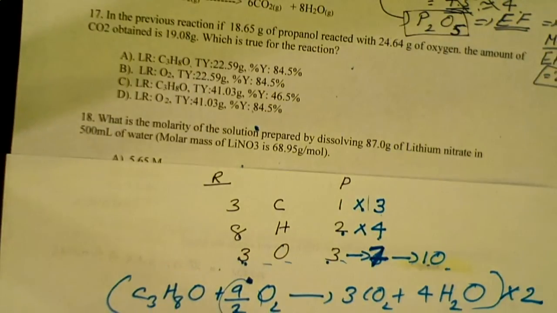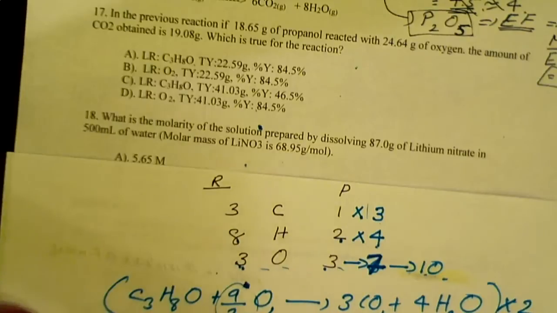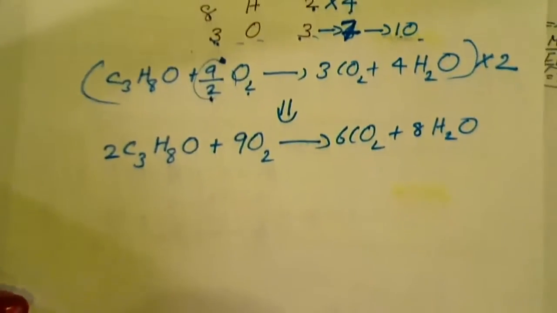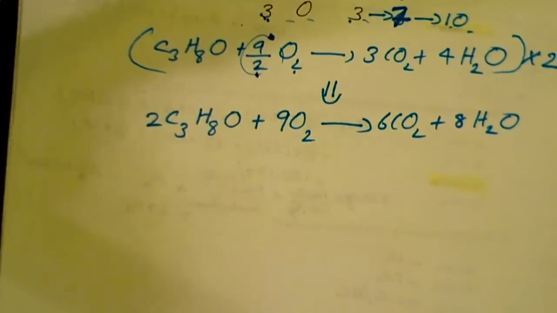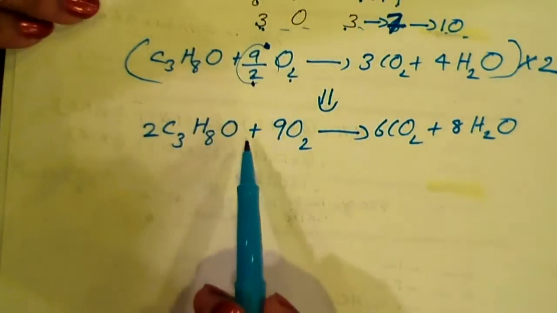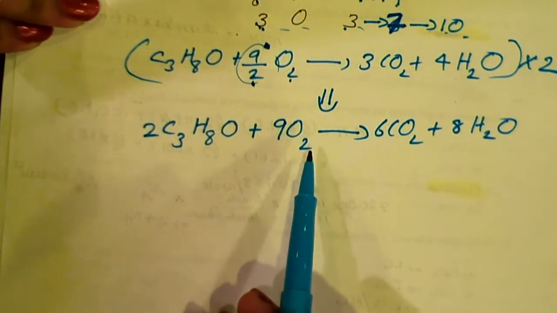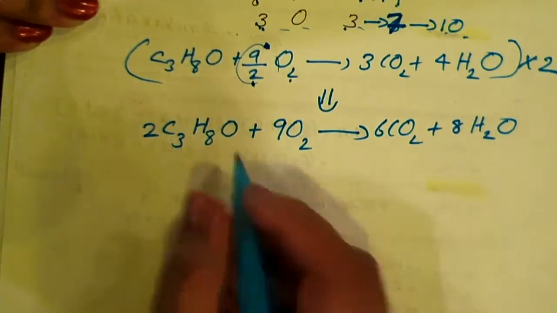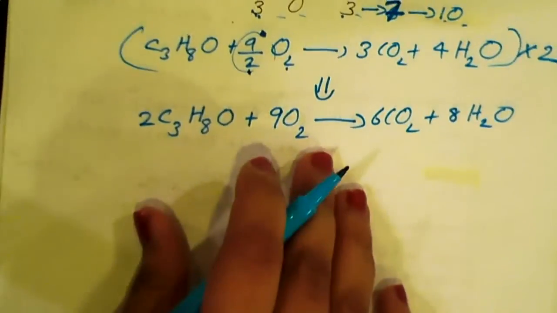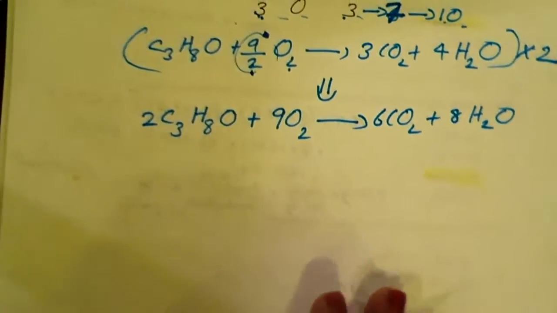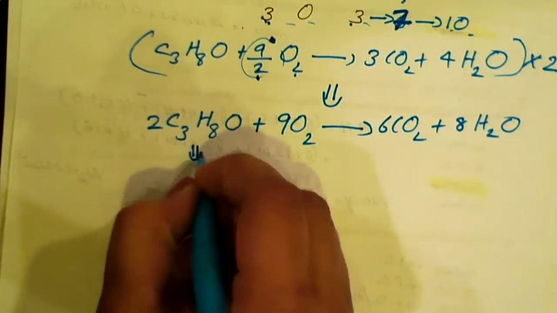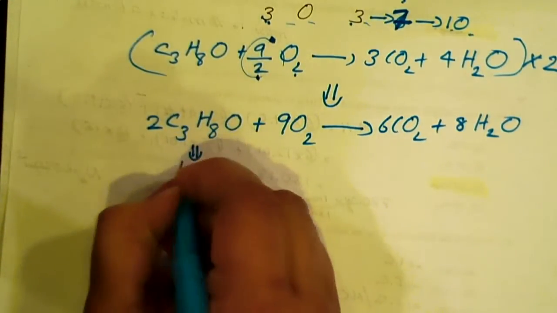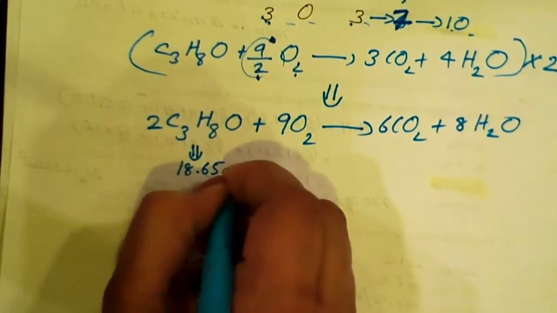So next is like a stoichiometric problem. If in the previous reaction, if 18.65 grams of propanol reacted with 24.64 grams of oxygen, the amount of CO2 obtained is 19.08 grams, which is true for the reaction. So you have to figure out the limiting reactant, theoretical yield, and the percentage of yield.